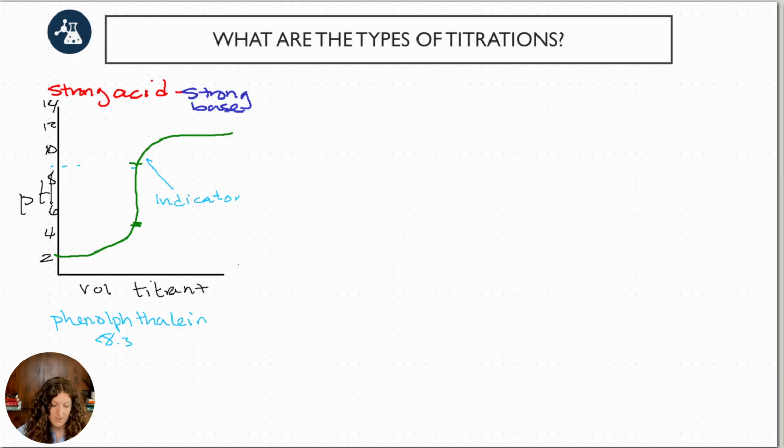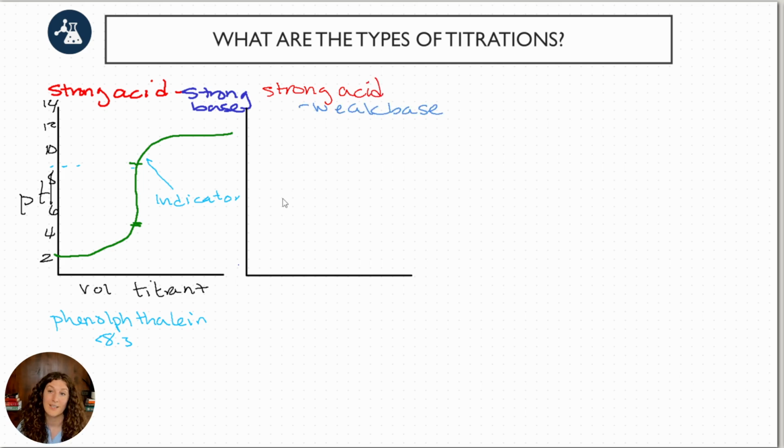We could use litmus. We could use bromothymol blue, which is a 6 to 7.6 range. So for strong acid, strong base, you can pretty much choose your indicator, choose your poison, and it will probably work. For the rest of these though, it is going to matter whether or not we're using a certain type of indicator. So next up, let's say we still have a strong acid that we're working with, but now we have a weak base, a little less good of a base.